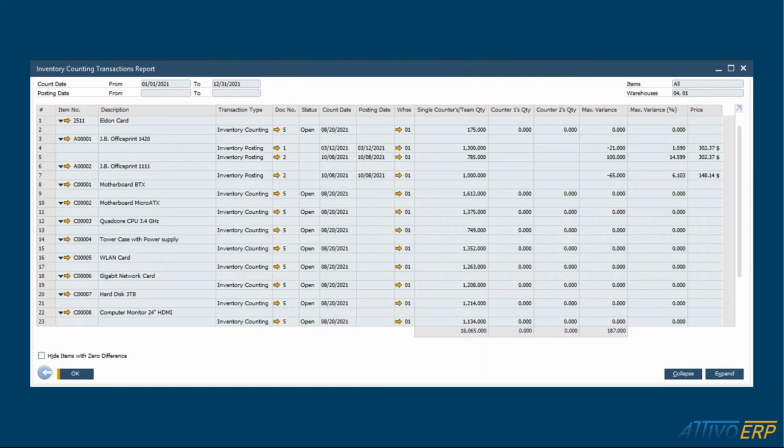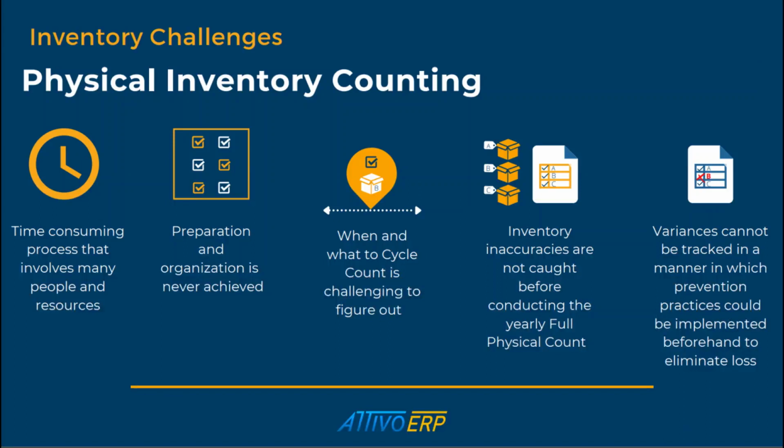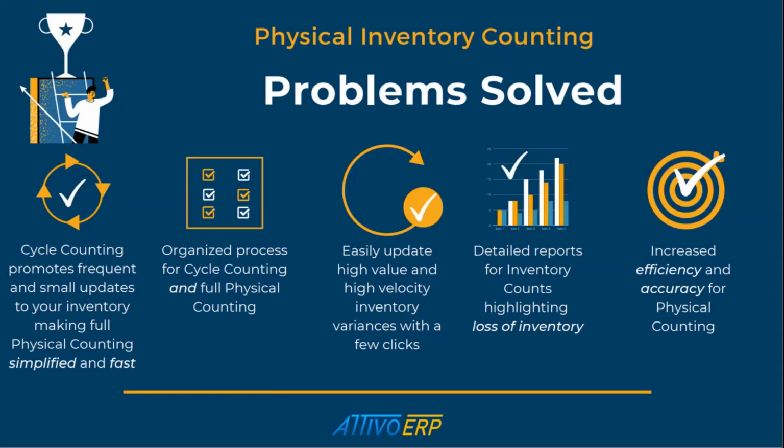and so forth. So there are a lot of great tools built into SAP Business One already that can help you with managing your inventory. Let's revisit those problems that we looked at beforehand. We've tackled cycle counting, when and what to count. This can be achieved with SAP by the recommendations window, and it can be simplified and faster for your business. It also puts it into an organized process for both cycle counting and full physical counting. And with a few clicks, we can easily update those high value and high velocity inventory variances.